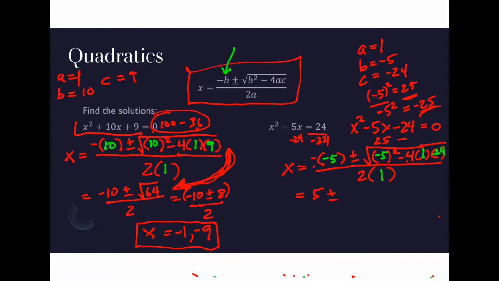It stayed minus 36. Or if you think of it covering up this and thinking of it as just a subtraction, and then 4 times 1 times 9, well, that's 36, so we had a subtraction of 36. But here, if I thought of this as a subtraction, I have a subtraction of something negative, because 24 times positive 4 is negative 96, so that's minus a negative, which ends up becoming plus positive.